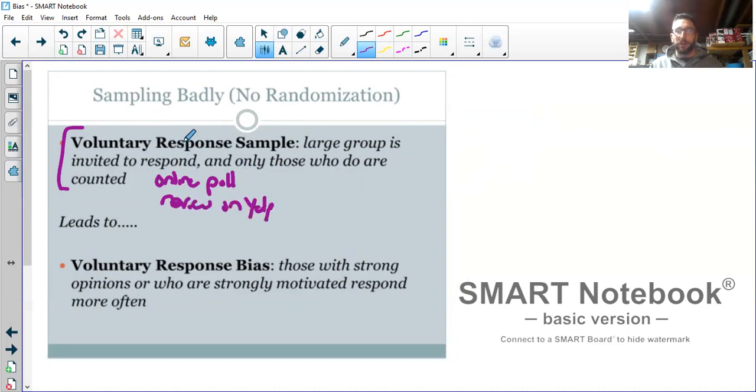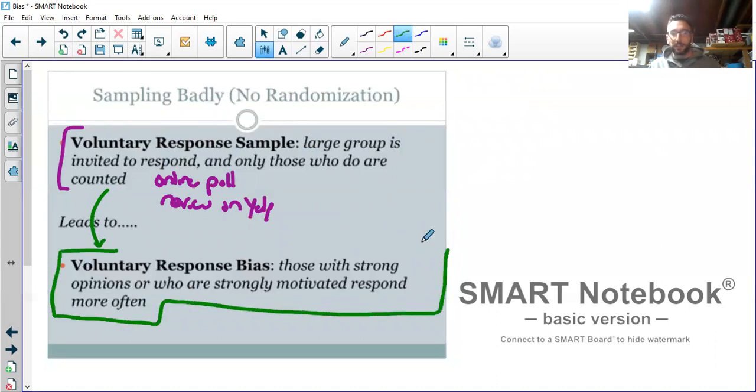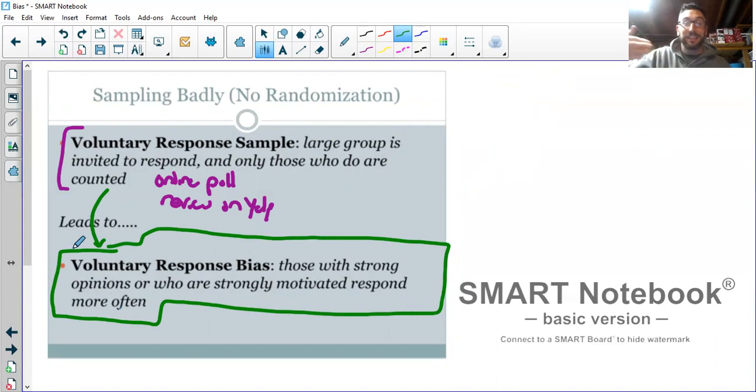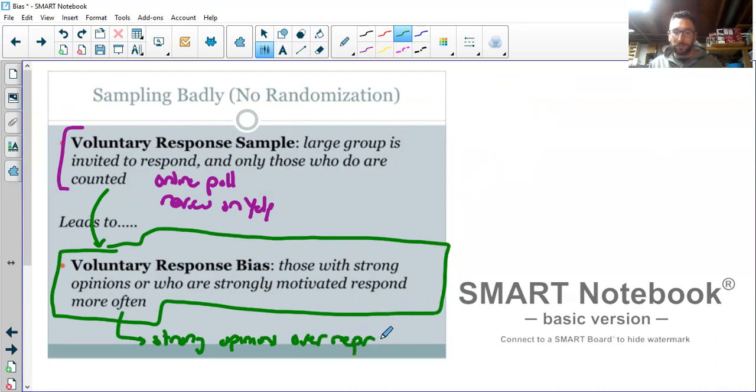That's all voluntary response. And one of the reasons we don't like a voluntary response sample is that it often leads to voluntary response bias. So voluntary response bias is a specific type of bias. And it's the idea that if you use a voluntary response sample, the people with the strongest opinions are more likely to respond. And then as a result, those stronger opinions are going to be overrepresented. Think about it.